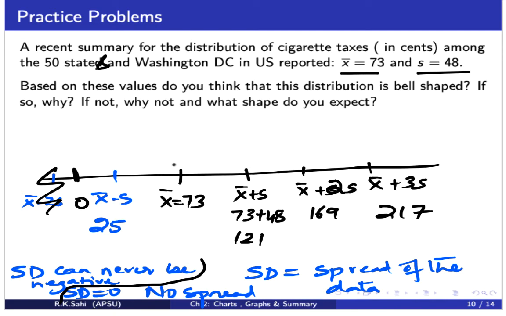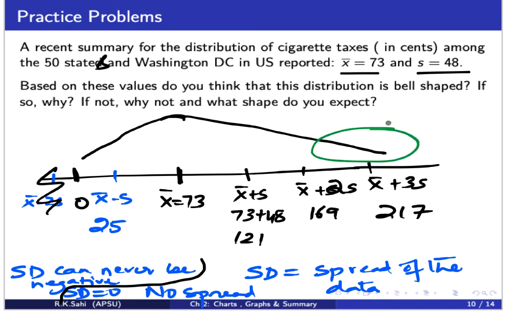Now remember what happens in this scenario. According to the empirical rule, if it is working, the mound, remember, is always on the mean. So if I draw a rough curve, what happens when I draw this? The right-hand side of the tail is being pulled. So this is a right-skewed distribution. It is not a normal distribution. Do you see that over here, guys?